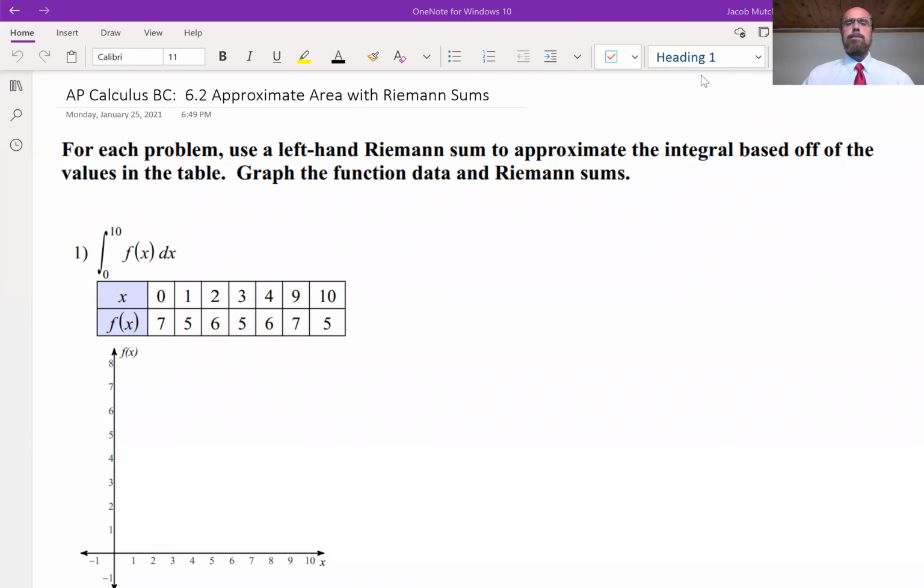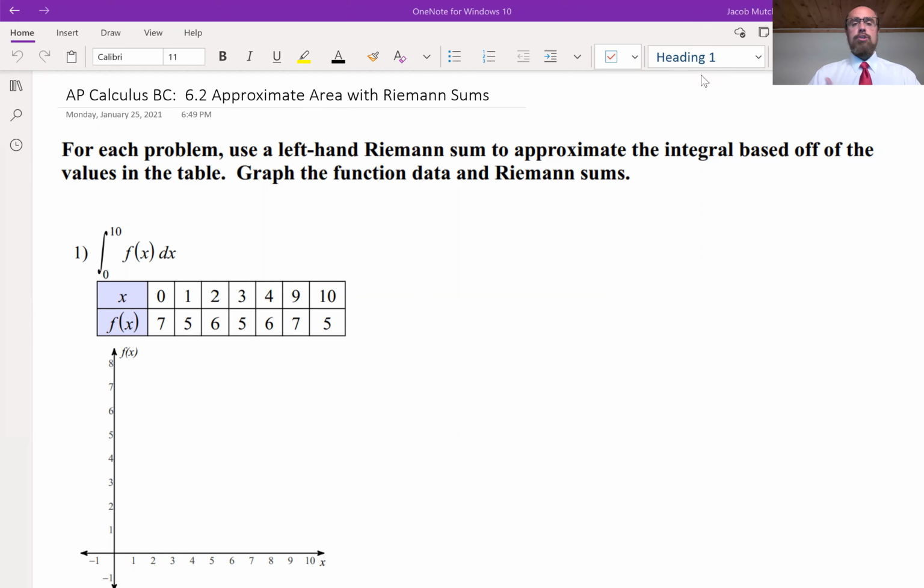Welcome to Calculus. Today we will investigate approximating area with Riemann sums. We'll take a look at one example. For this example, I have given an integral of a function from 0 to 10. It's given in integral notation, but then I'm also given some information about the function in a table. And what I want to do is use a left-hand Riemann sum to approximate the integral according to these values that are in the table.